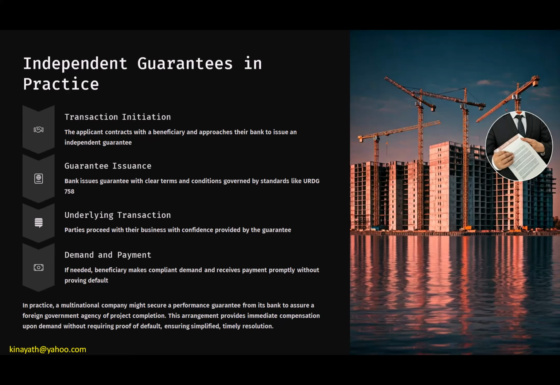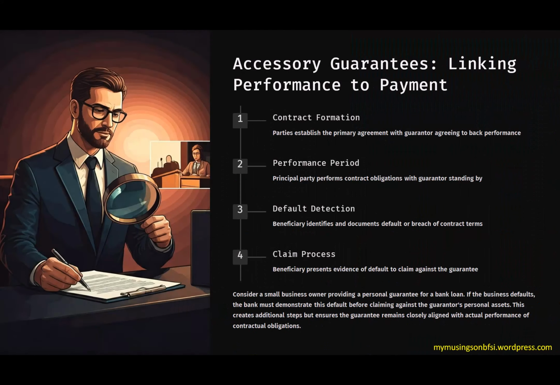Now, when there is a demand, the beneficiary makes a compliant demand, and if it satisfies the terms of the guarantee, payment will be made independent of what happens outside the guarantee. So, a multinational company can secure a performance guarantee from its bank to assure a foreign government that they will perform the contract awarded to them. So this is an independent bank guarantee.